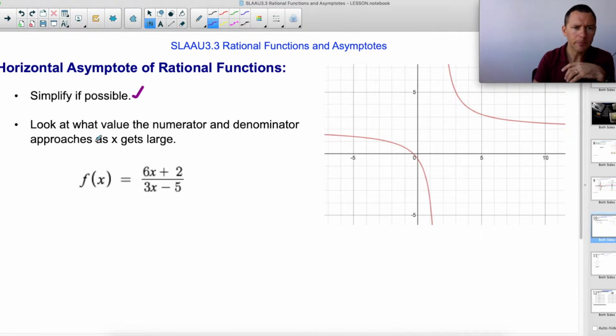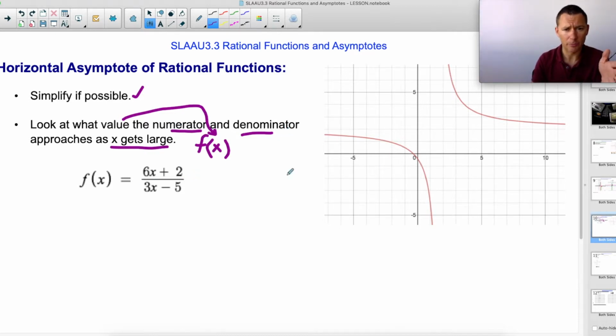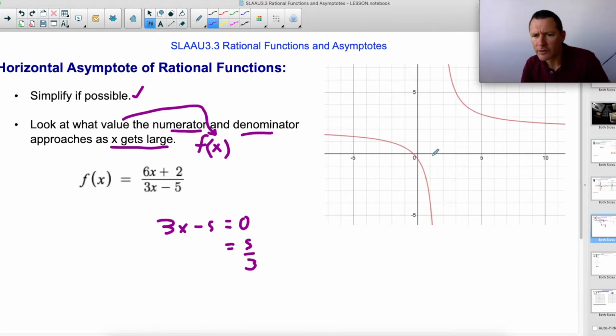Simplify if you can, and then look at what number the numerator and denominator approach as x gets large. And see what value f of x approaches because of the numerator and denominator. So here's an example. I know the vertical asymptote of this is going to occur when the denominator is 0. So when 3x minus 5 equals 0, so at 5/3, 1 2/3, and so that kind of looks like around here. That's easy enough to find.